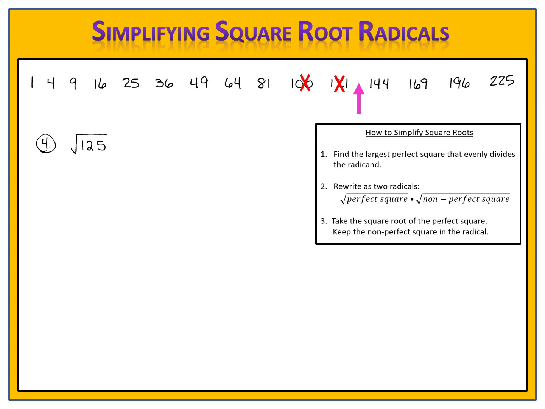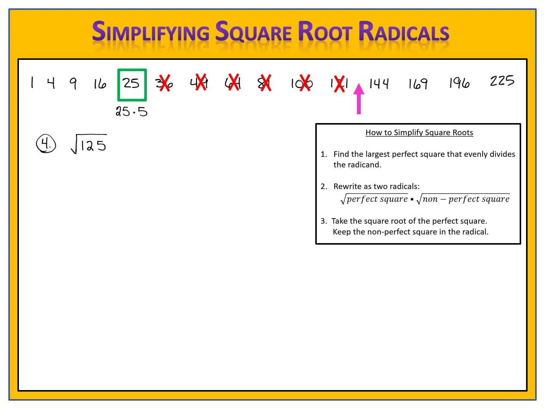We check 100. It does not. 81 does not, 64 does not, 49 does not, 36 does not. 25, however, does. 25 times 5 is 125.